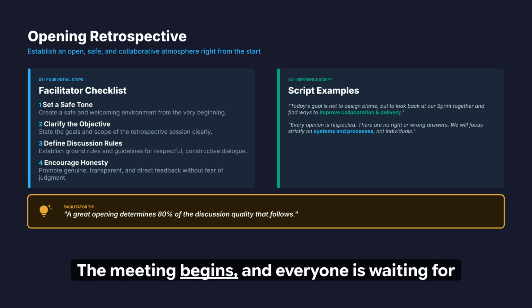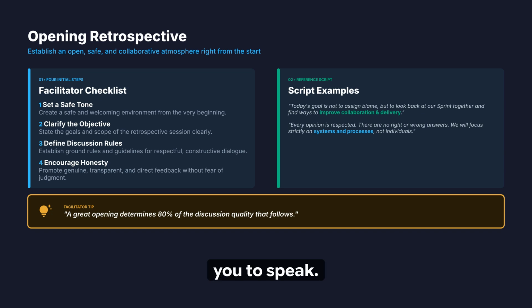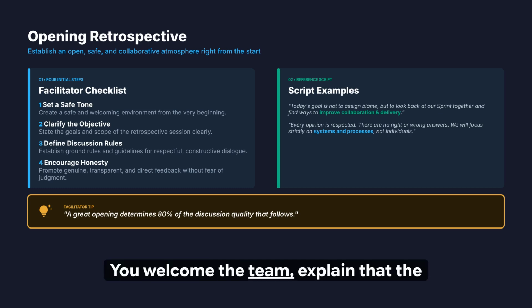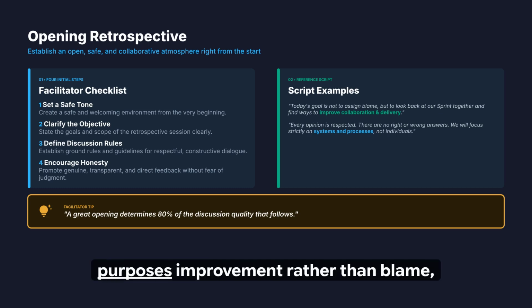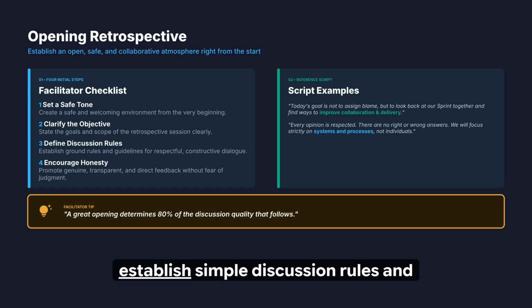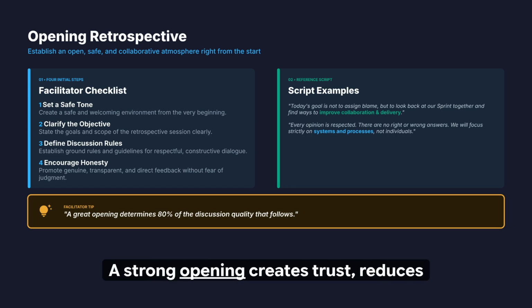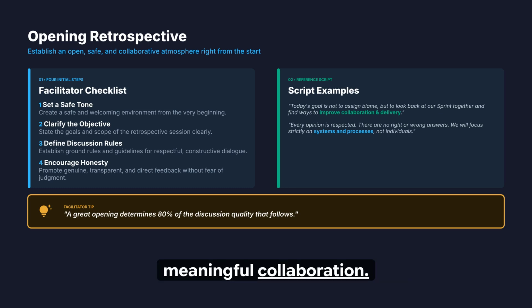The meeting begins, and everyone is waiting for you to speak. Your opening will determine the quality of the next 90 minutes. You welcome the team, explain that the purpose is improvement rather than blame, establish simple discussion rules, and encourage honest feedback. A strong opening creates trust, reduces defensiveness, and prepares the team for meaningful collaboration.